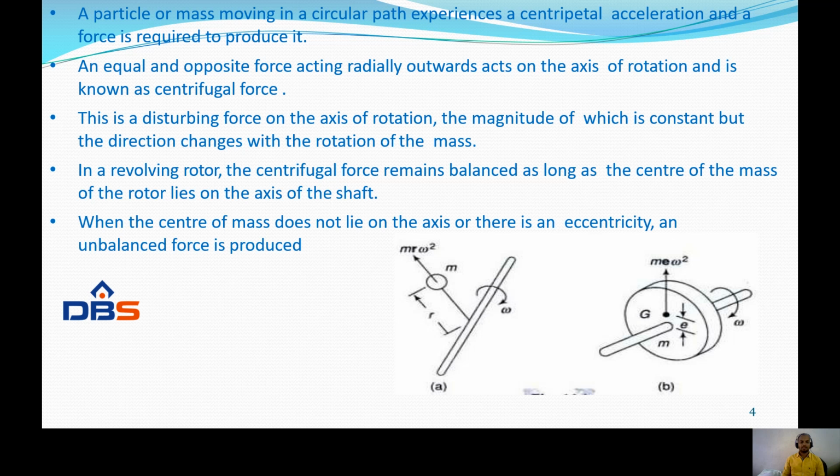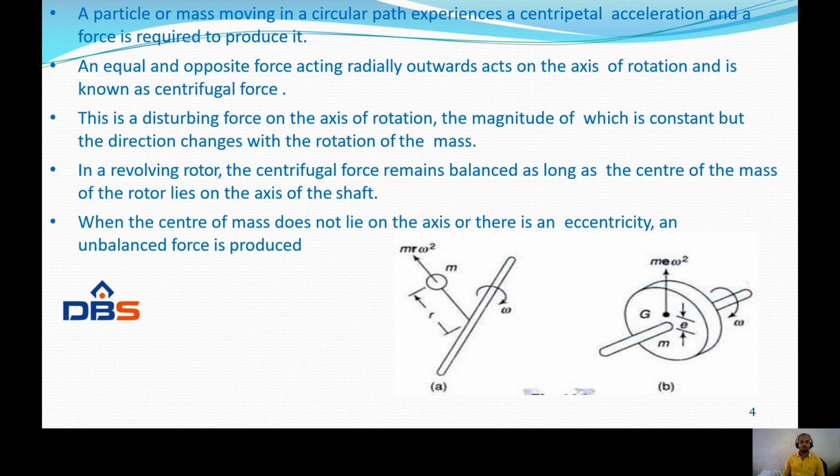Let us consider a particle or a mass moving in a circular path, which experiences a centripetal acceleration, and a force is required to produce it. An equal and opposite force acting radially outwards on the axis of rotation is known as a centrifugal force. This is a disturbing force on the axis of rotation, the magnitude of which is constant, but the direction changes with the rotation of the masses.